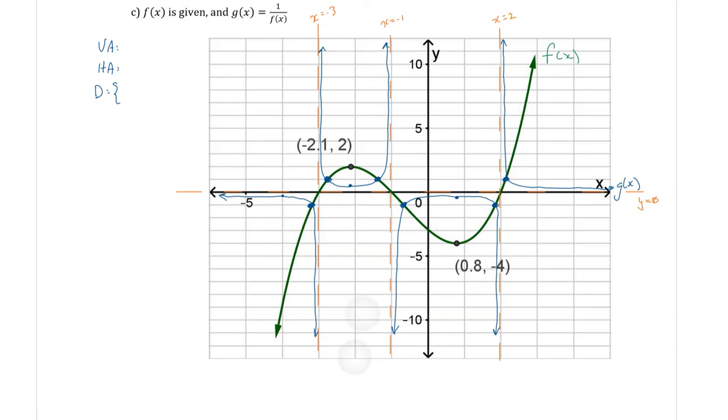So what is the domain? What x values does this graph go to? Or what x values does it not go to? X is an element of the real numbers such that x does not equal negative 3, negative 1, and 2. Again, notice how it aligns with the asymptotes.